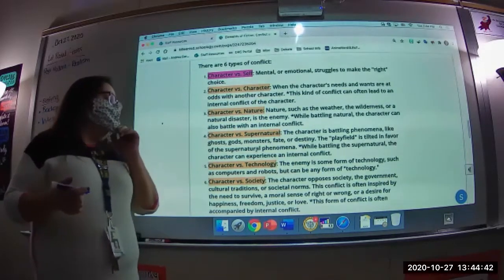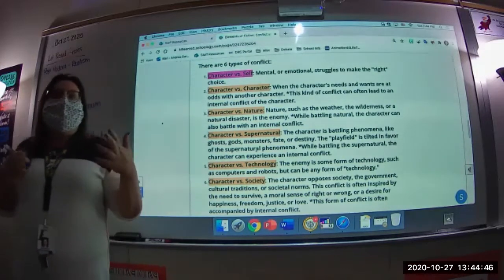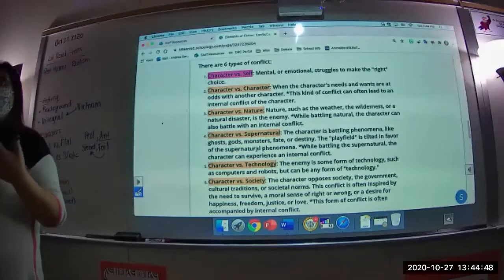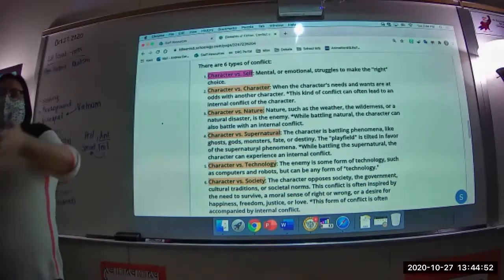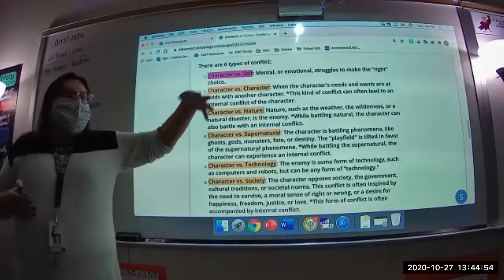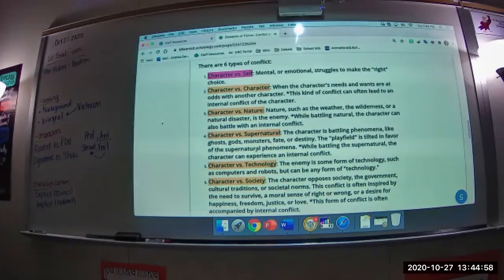Technology and supernatural. But the technology I put in quotations is because right now, when we think about tech, we think about phones, we think about computers. But if you were in the 1920s, technology would be very different. So it's anything that's considered technology at the time.